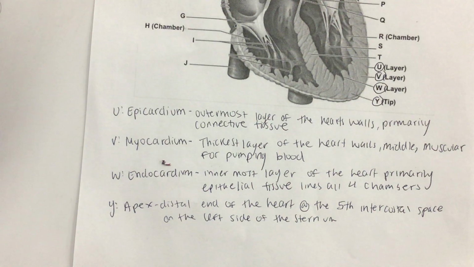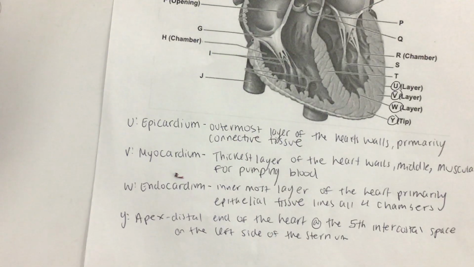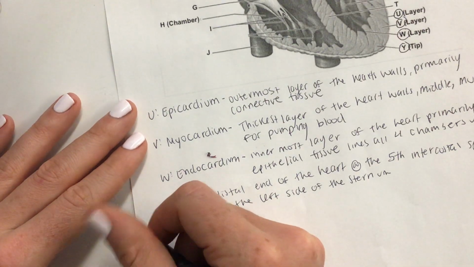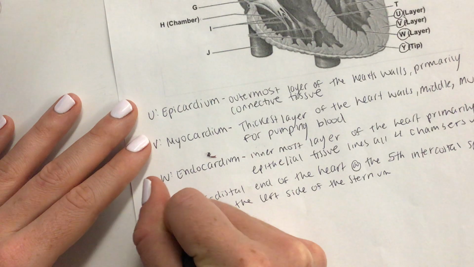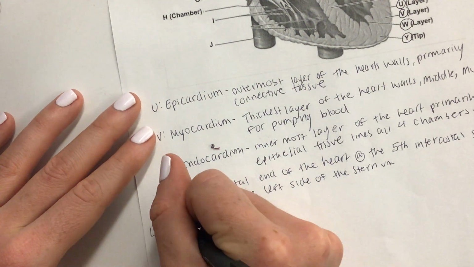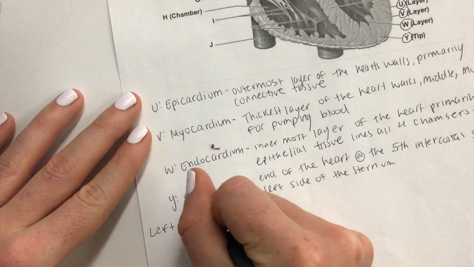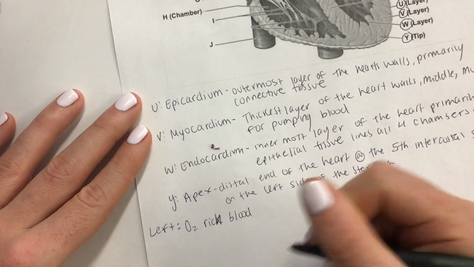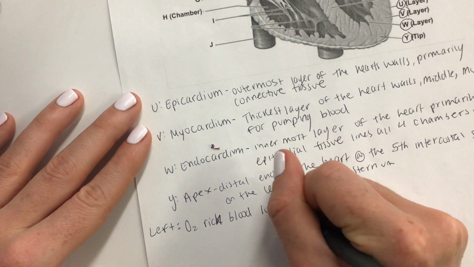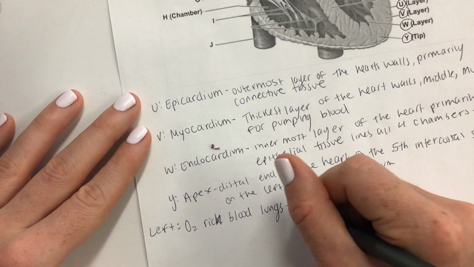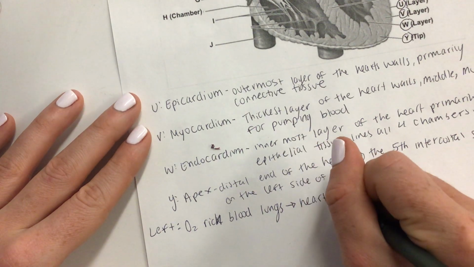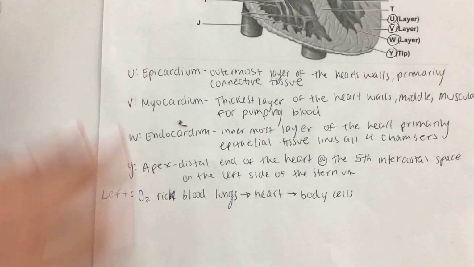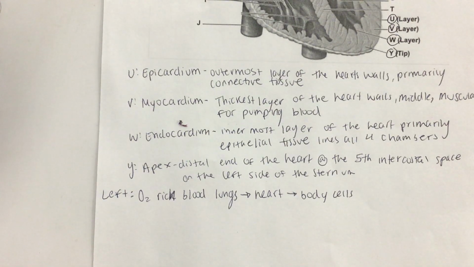Now we're going to go into the left side of the heart, like I said, we're going to cover today. With the left side of the heart, we can do a little title here. The left side of the heart is in charge of bringing oxygen-rich blood from the lungs to the heart to the body cells for cellular respiration and giving our cells energy to survive and keep us alive.